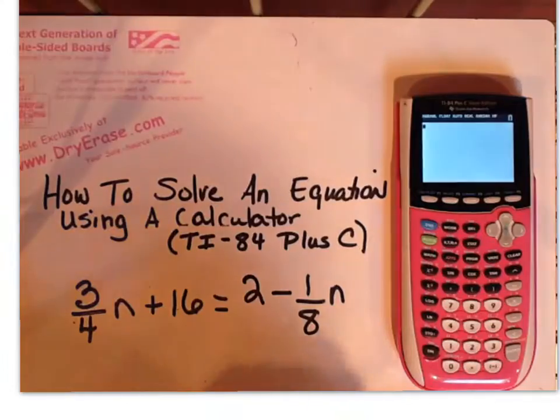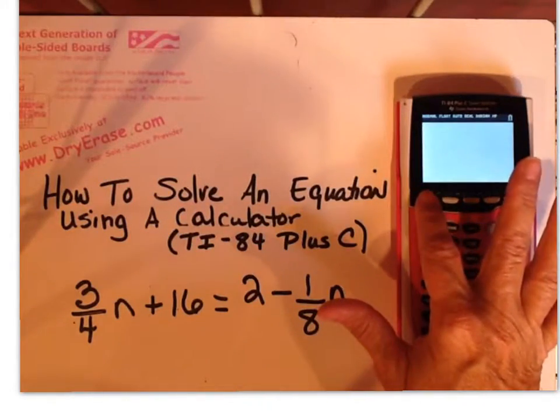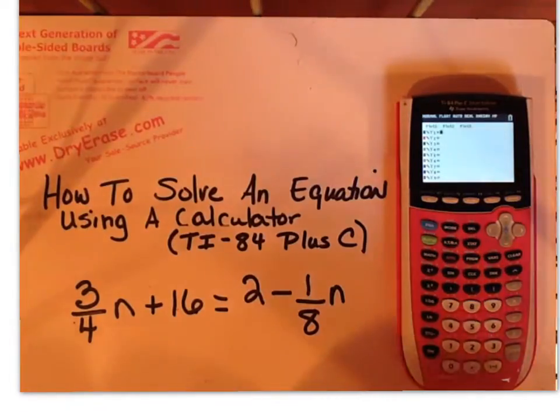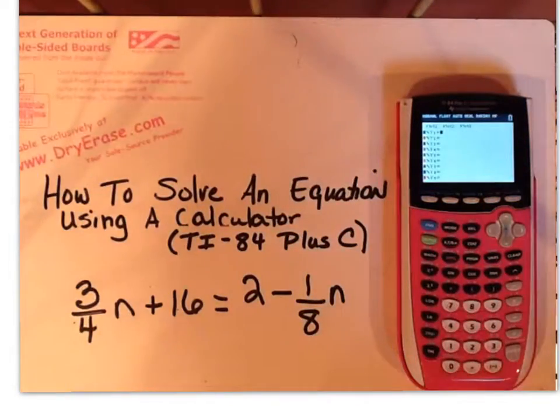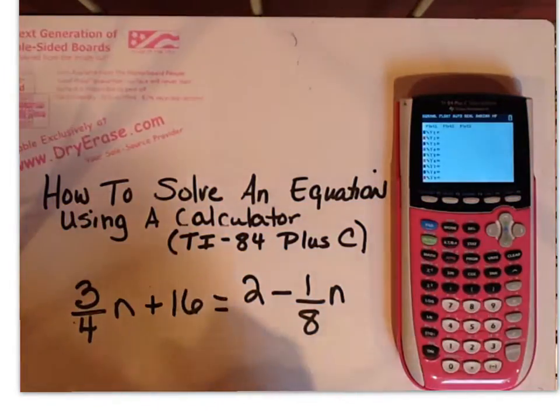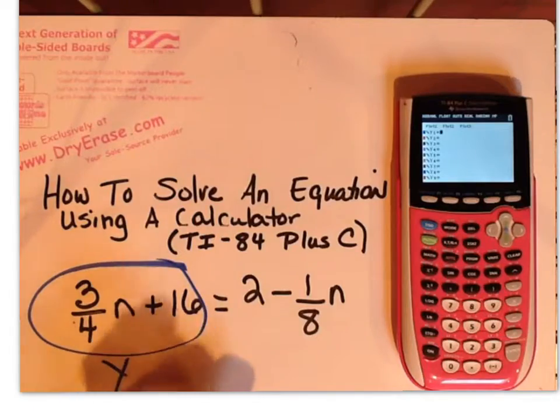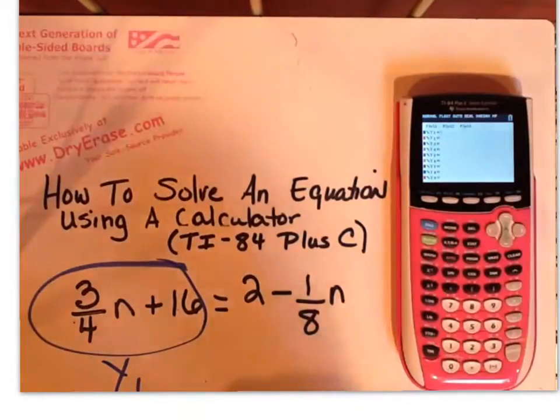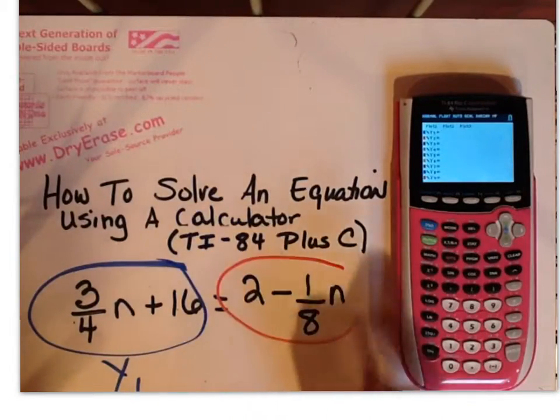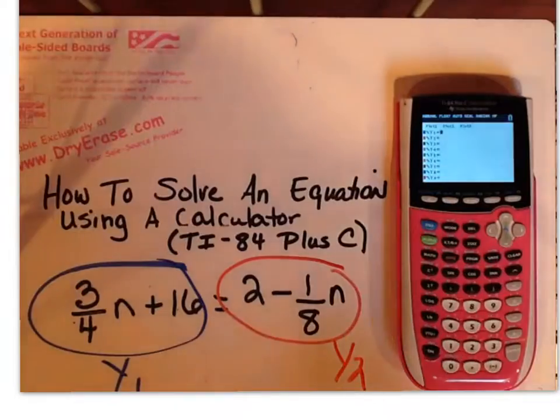And anytime we have to graph something, which is what we're going to do, we hit the Y equals button in the upper left-hand corner. And your screen should look like this. You'll notice default setting, that Y1 is blue. So we are always going to put the left side of the equation in Y1 and the right side of the equation in Y2. Alright, so I'm going to do that first.